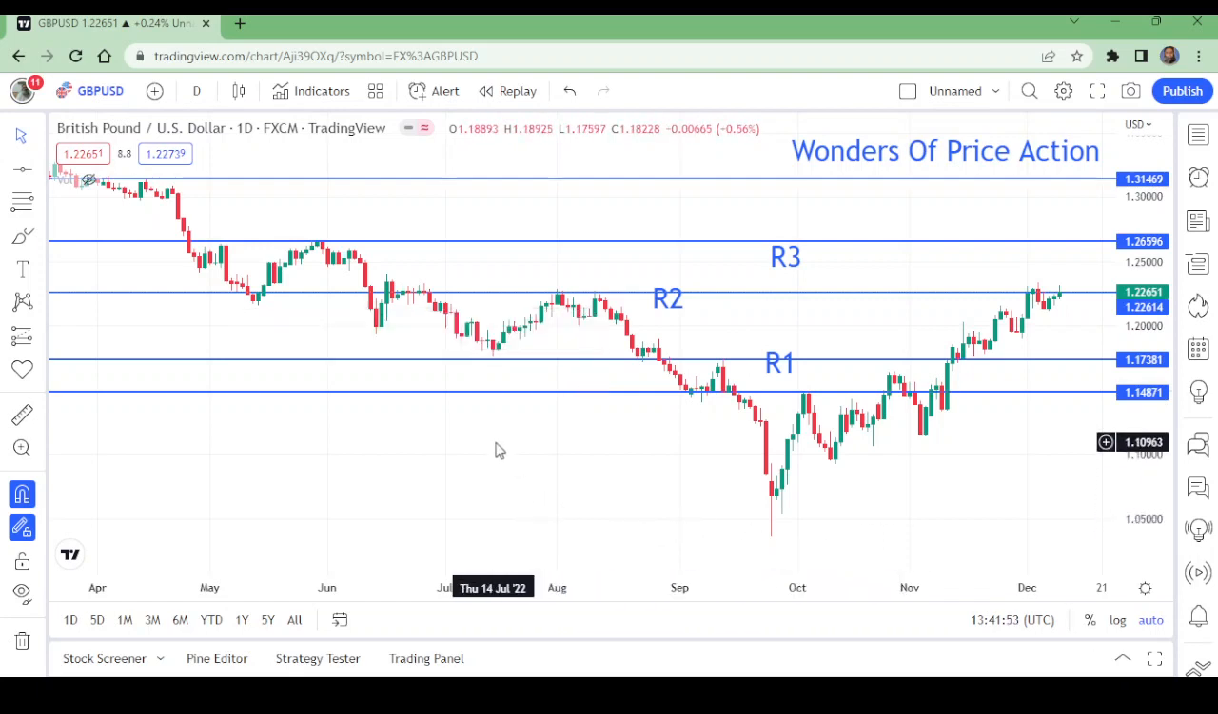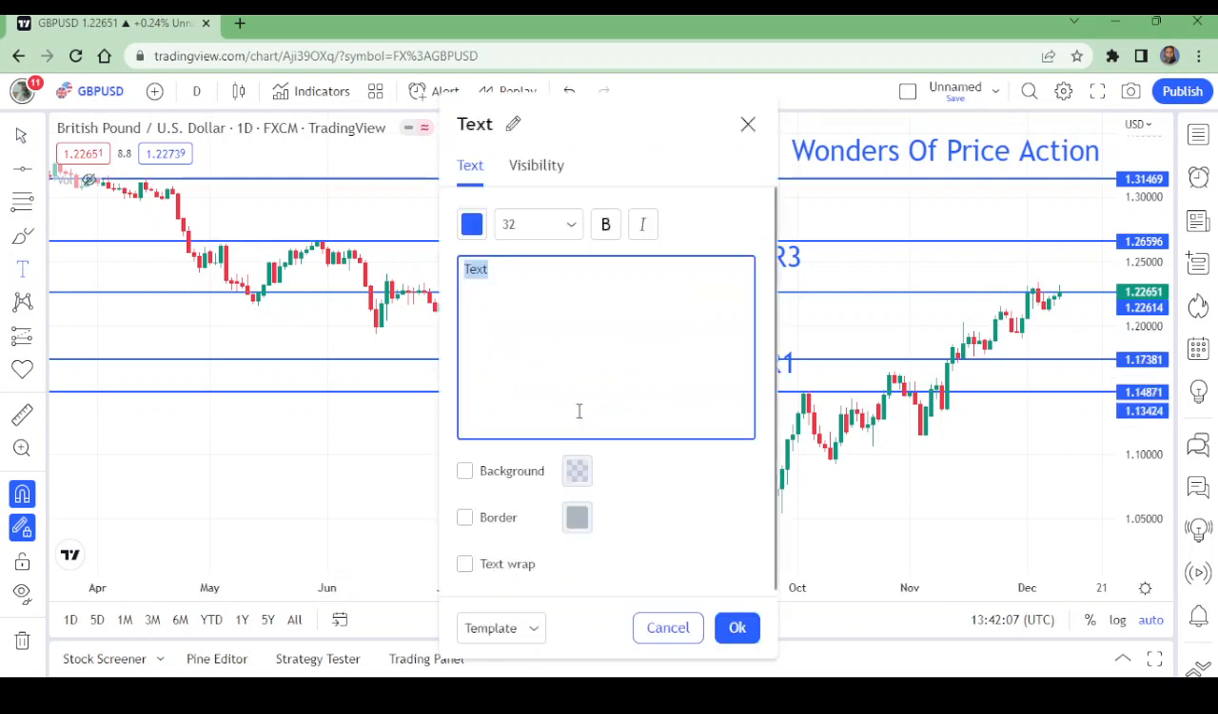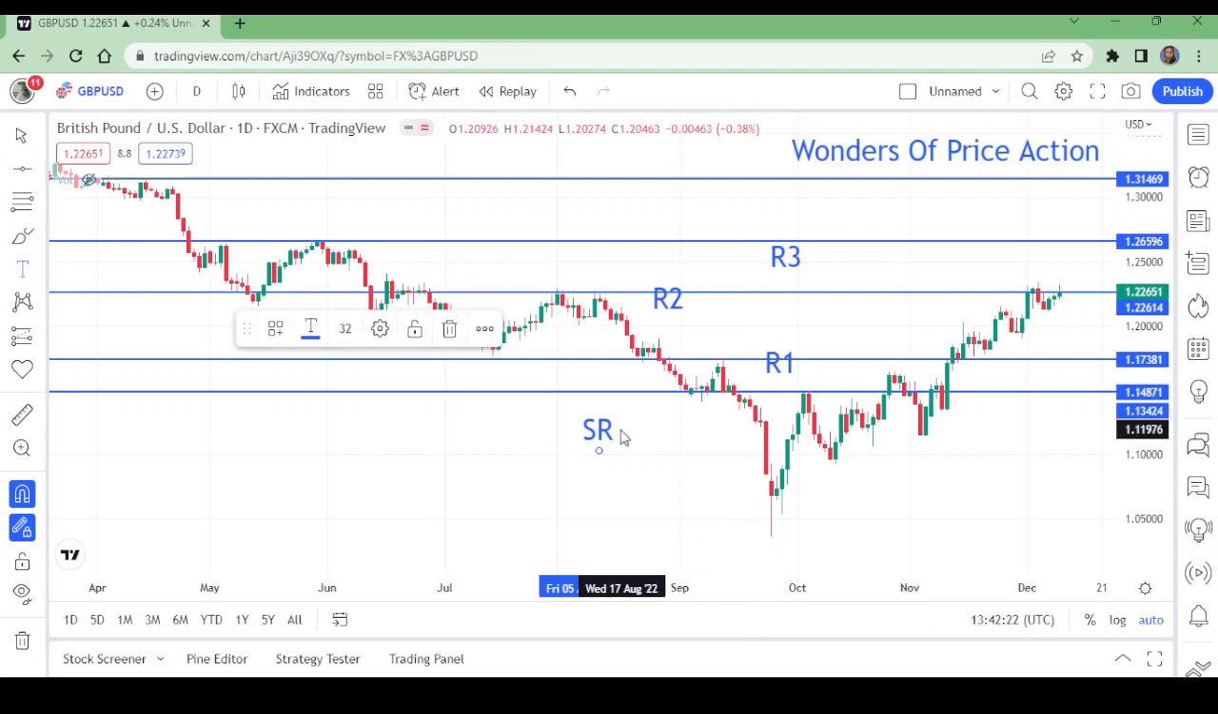Now let me name this resistance. I will be giving these two names, and I will be using these two names in my analysis. Now this is the SR, support turned into resistance. Say SR. Okay, this is SR.